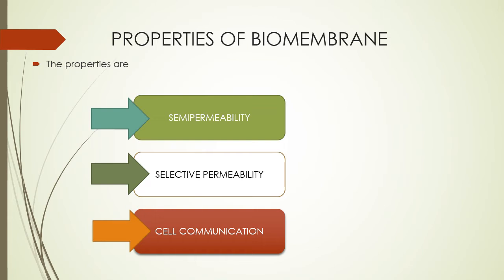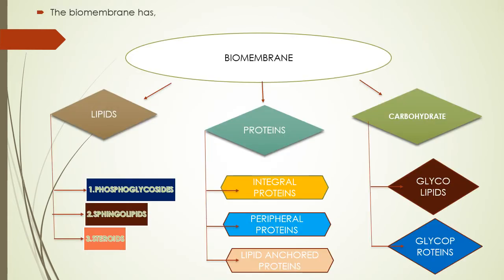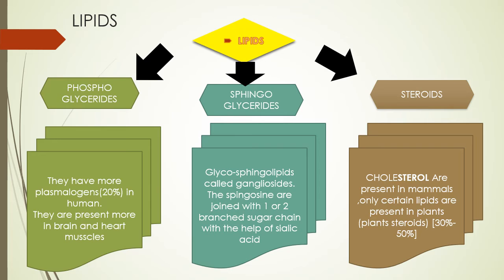Next, the biomembrane has three types of molecules present in it, for example, lipids, proteins, and carbohydrates. Lipids: there are three types of lipids present in the biomembrane: phosphoglycerides, sphingolipids, steroids. Proteins: there are three types of proteins: integral protein, peripheral protein, and lipid anchored protein. Third is carbohydrate. They are of two types, glycolipids and glycoproteins. Now we can see about it separately.